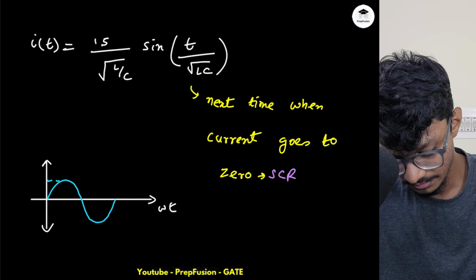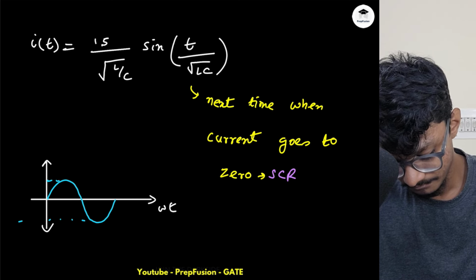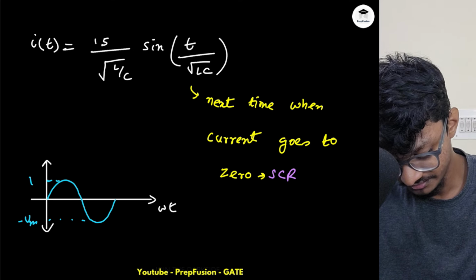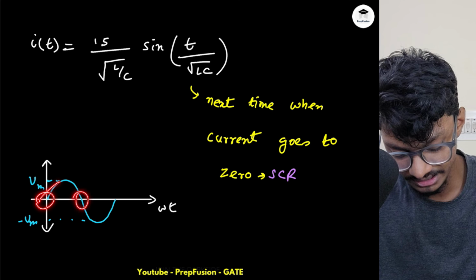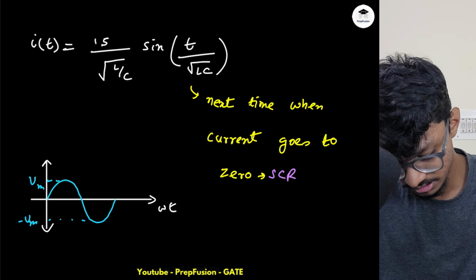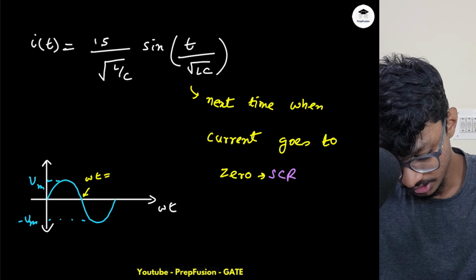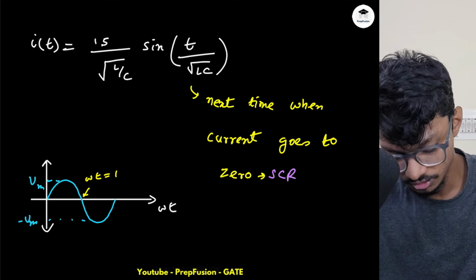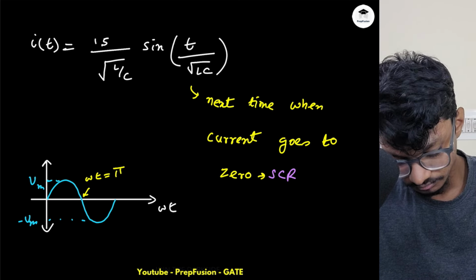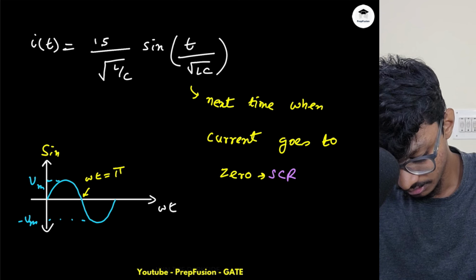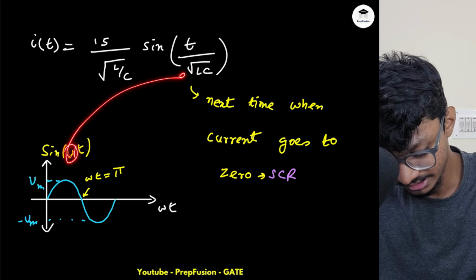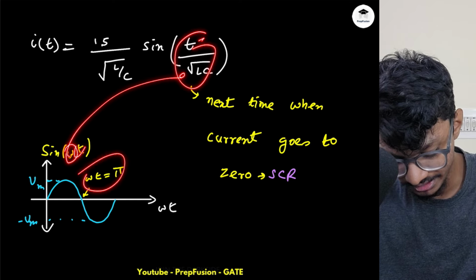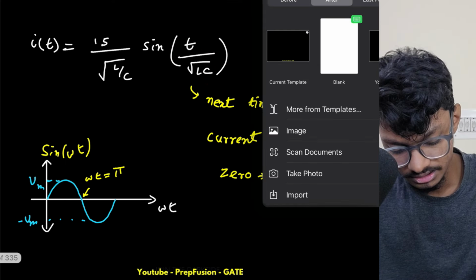So this is minus Vm, plus Vm. At the start it begins at 0 and then increases. Then again at omega t equals pi, this goes to 0 again, right? This is sine omega t. Here omega is simply this and t is this, right? So if we equate this with pi, then the current will go to 0 again.